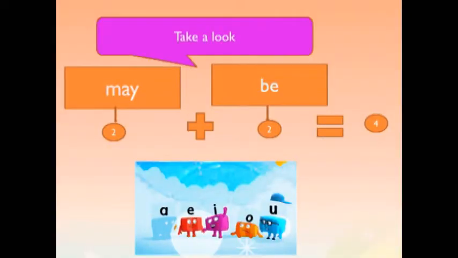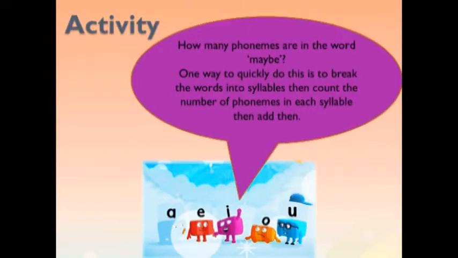Take a look. The word maybe. May has 2 phonemes, and B also has 2 phonemes. 2 plus 2 equal 4. So there are 4 phonemes in the word maybe. One way to quickly do this is to break the words into syllables. Then count the number of phonemes in each syllable, then add them. Using the example given, on your own, I want for you to practice segmenting the phonemes in each of these words.